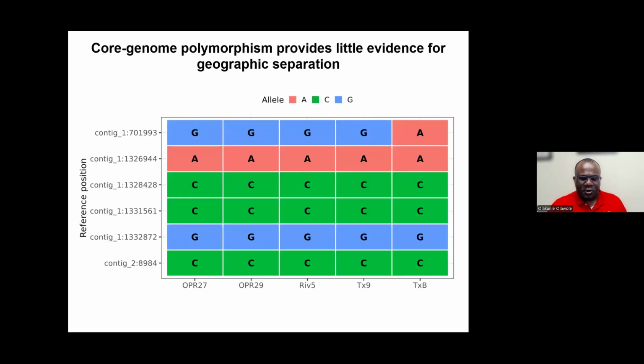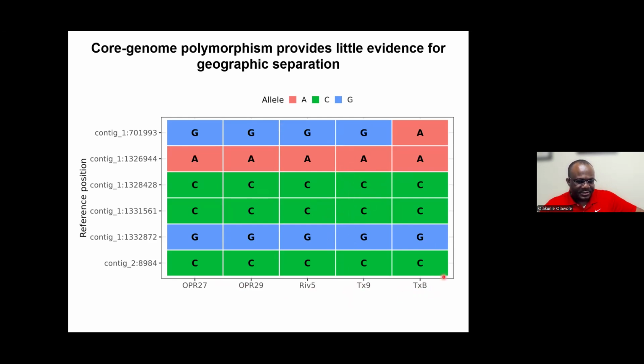So we did this for the core genome of the California ST34 and the Texas ST34. And what we found was that just 6 polymorphic core genome sites were identified among the ST34 isolates, and most SNPs were shared across California and Texas isolates. So none of the SNPs showed a fixed California versus Texas differentiation.